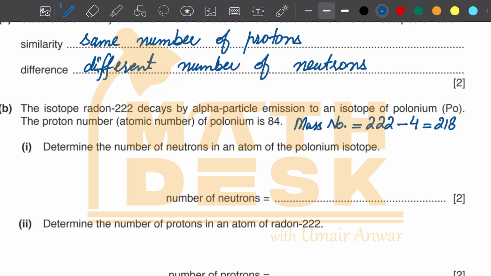Determine the number of neutrons in an atom of polonium isotope. So to find the number of neutrons, we consider the mass number and subtract the number of protons from it, and the answer we get is 134. So the number of neutrons in a polonium isotope would be 134 here.